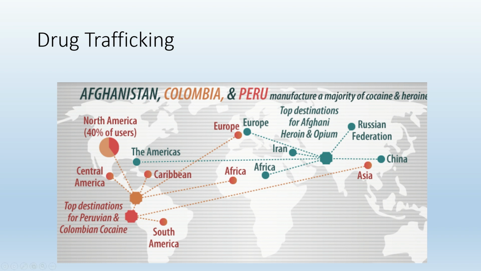You can see North America is 40% of the users of this drug trafficking trade, which is tremendously huge considering we're only 4% of the world population. So it's a really big problem here. Largely Central America is where a lot of the drugs are coming from right now. So something to consider is how would this wall limit drug trafficking? And it's unclear because much of the trafficked material comes from ships, comes from underground tunnels, comes from other sources, not just people sort of muling them across the border.